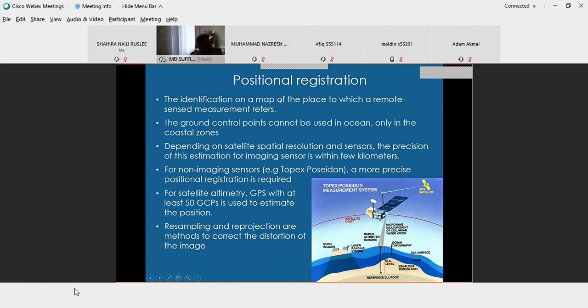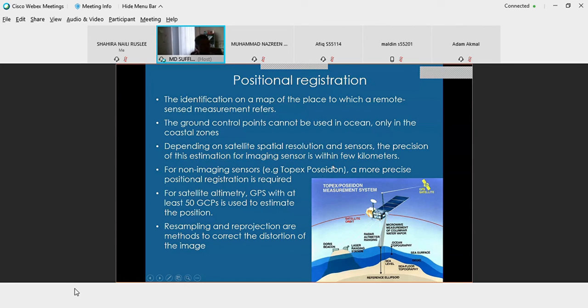Positional and geometric correction is also difficult, especially near the sea, because it is hard to find a reference or ground control point, except in the coastal zone. So depending on the satellite spatial resolution and sensor, the precision of this estimation for an imaging sensor is within a few kilometers.